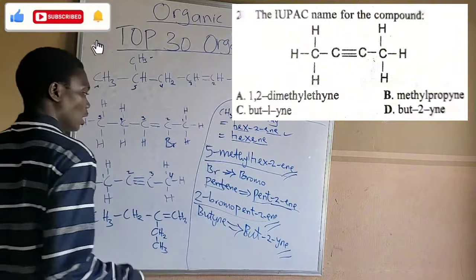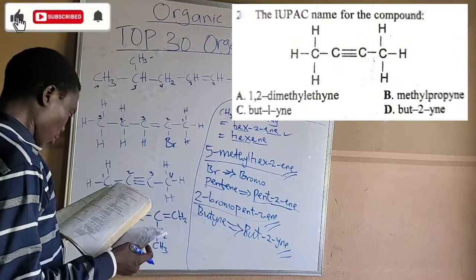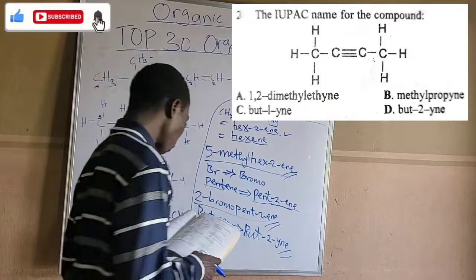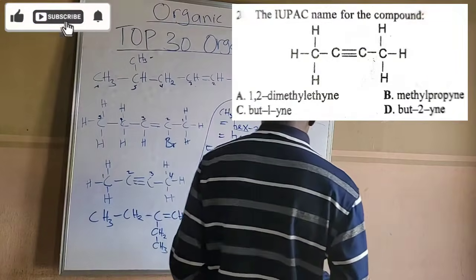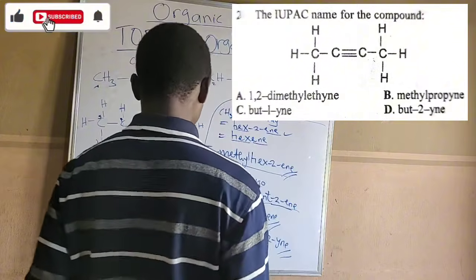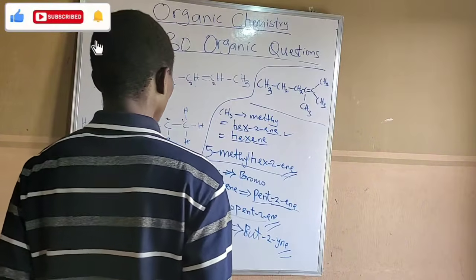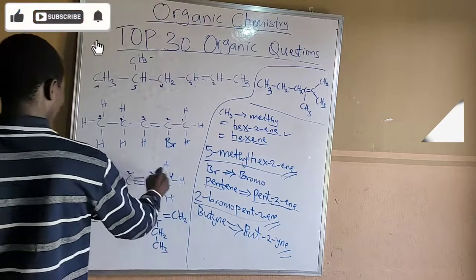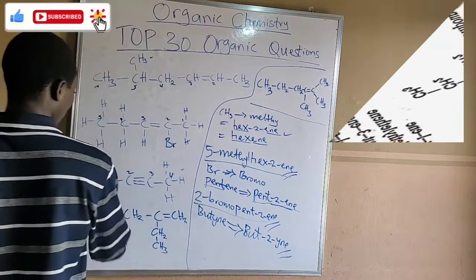And that is our answer. That is option D. So let's name this. The correct answer to this is option D. Let's name this as the next question.